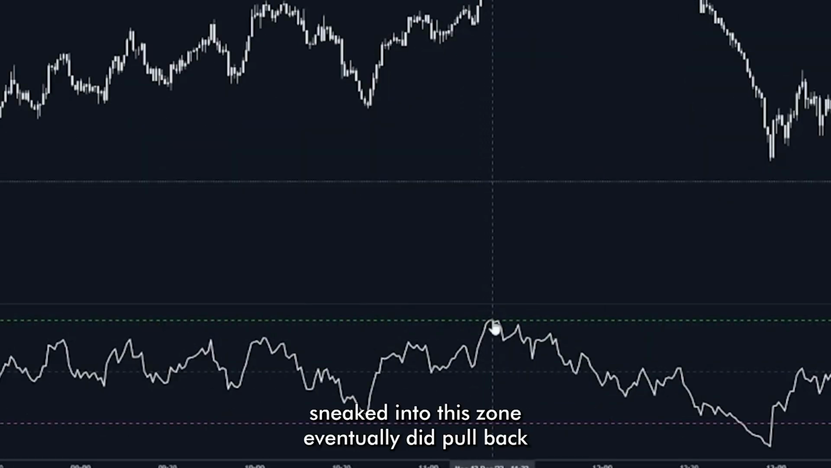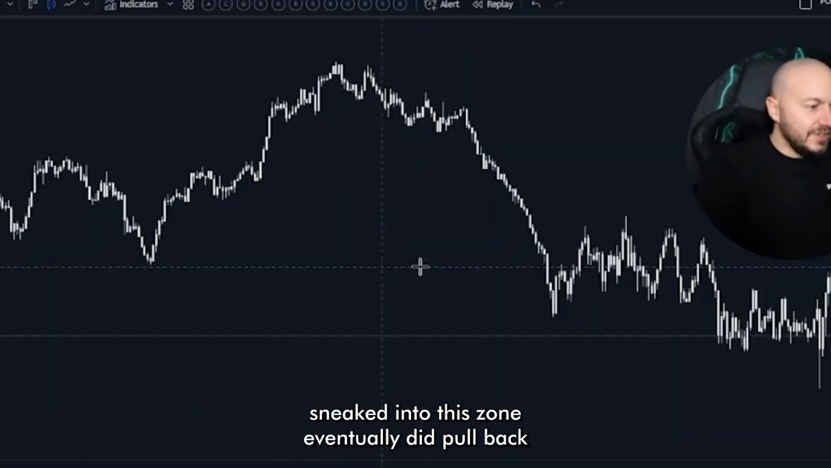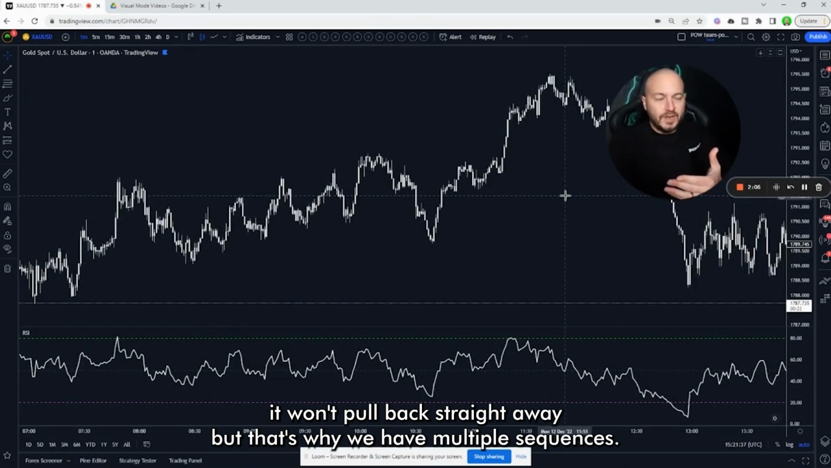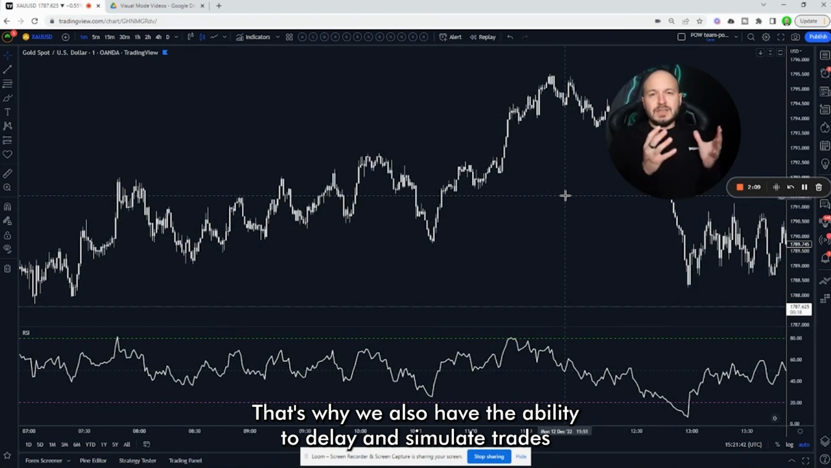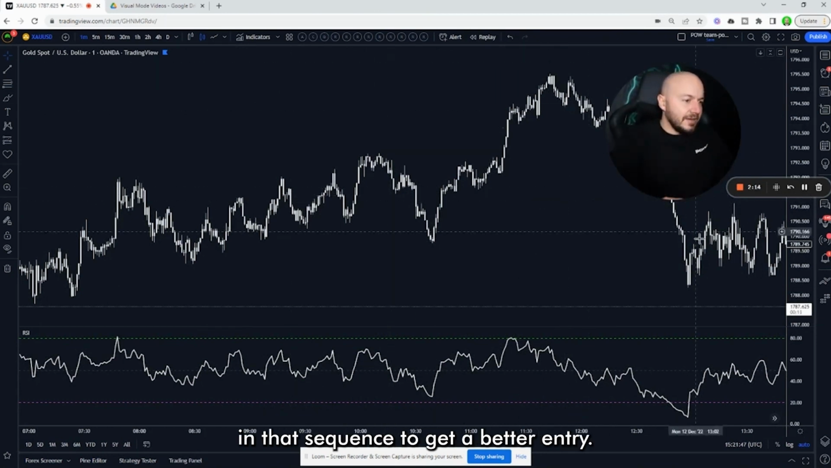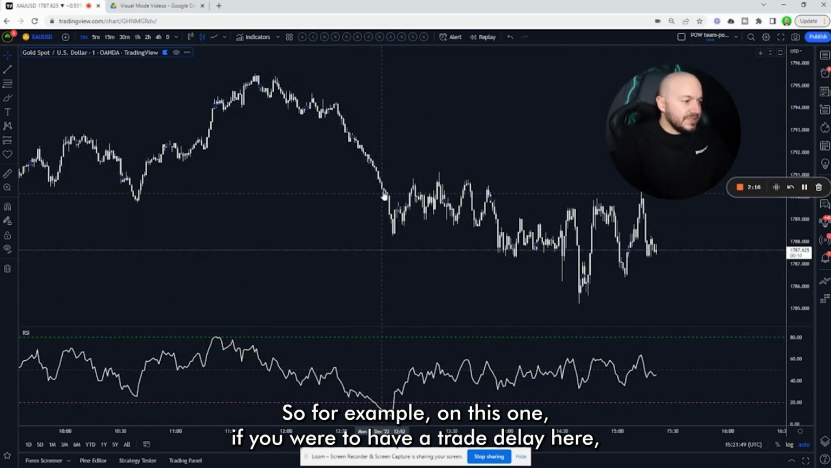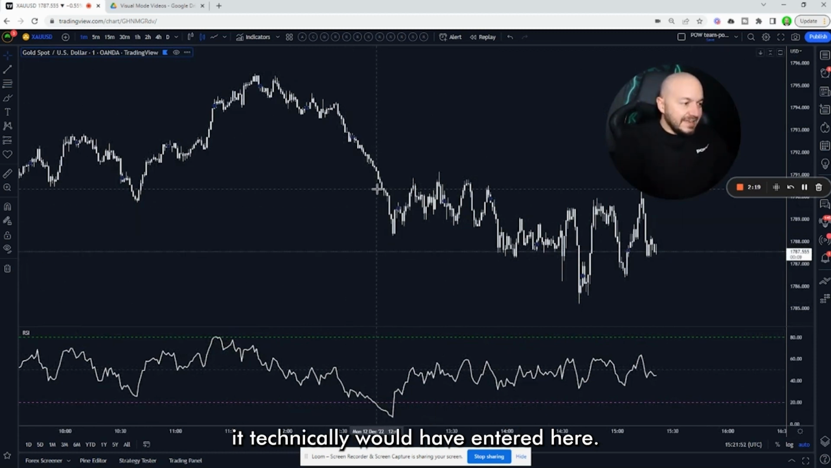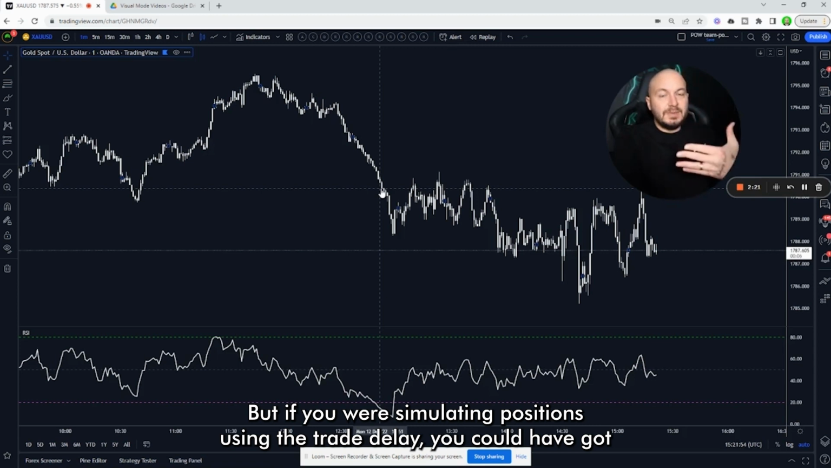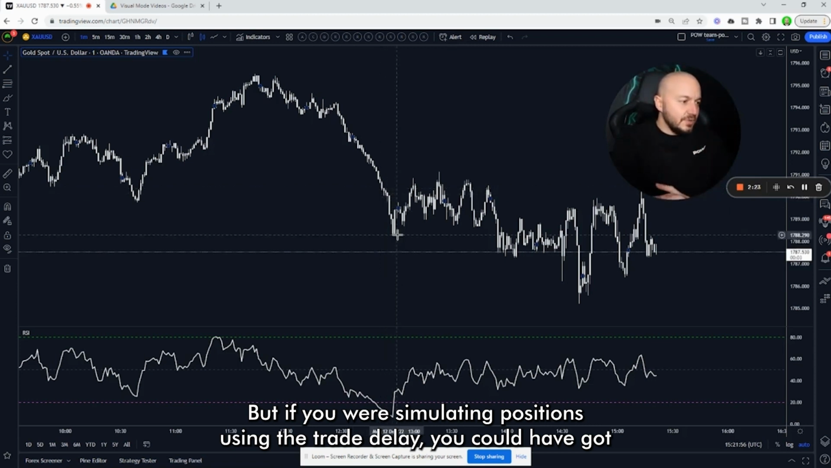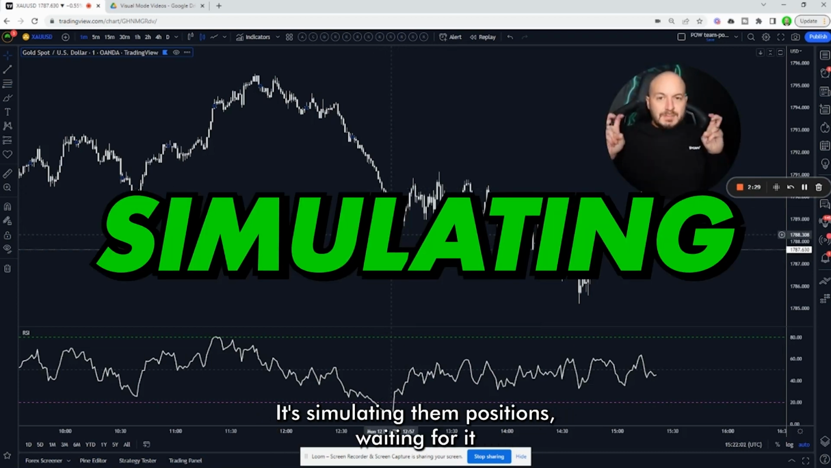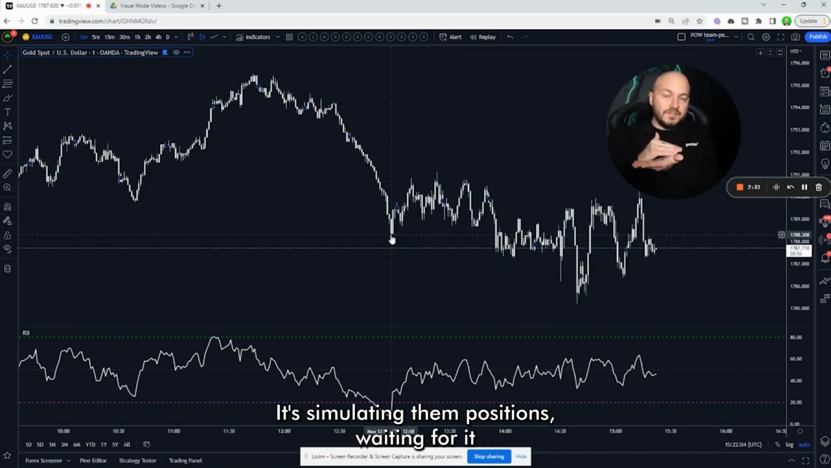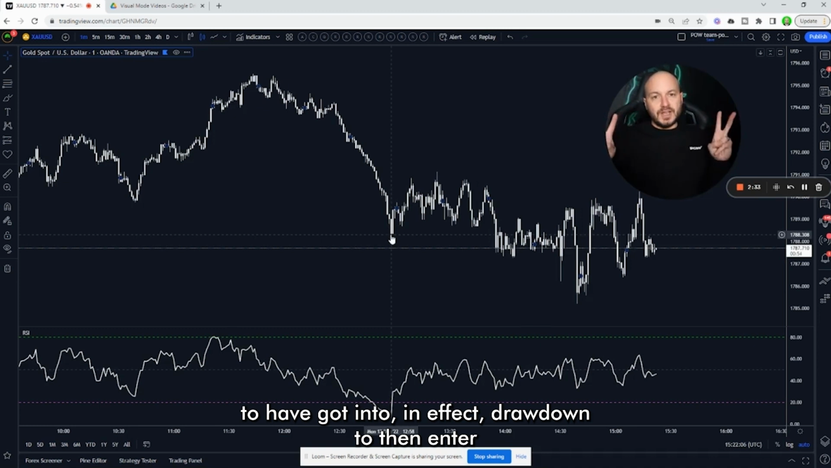Same for up here, it sneaked into this zone and eventually did pull back. It won't pull back straight away, but that's why we have multiple sequences. That's why we also have the ability to delay and simulate trades in that sequence to get a better entry. For example, on this one, if you were to have a trade delay here, it technically would have entered here, but if you were simulating positions using the trade delay, you could have got a much better entry in this region. It's simulating those positions, waiting for it to get into, in effect, drawdown to then enter.